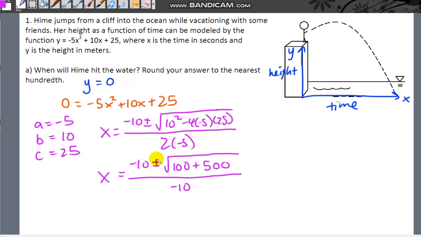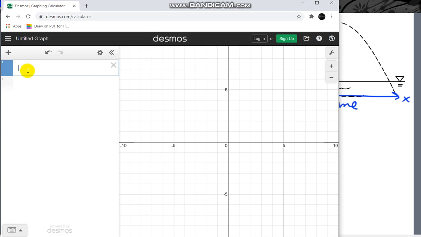Now what I see is we can simplify what's in the square root here. So we have x equals negative 10 plus or minus the square root of 100 plus 500, so that's going to be 600, and then we're going to divide this by negative 10. Next we need to take the square root of 600. So let's go ahead and take the square root of 600.